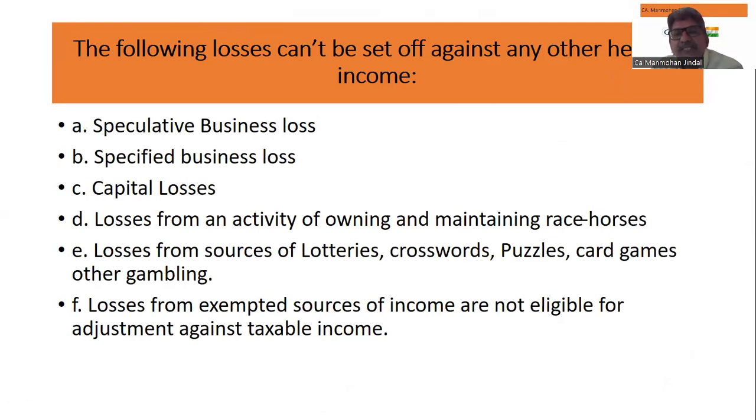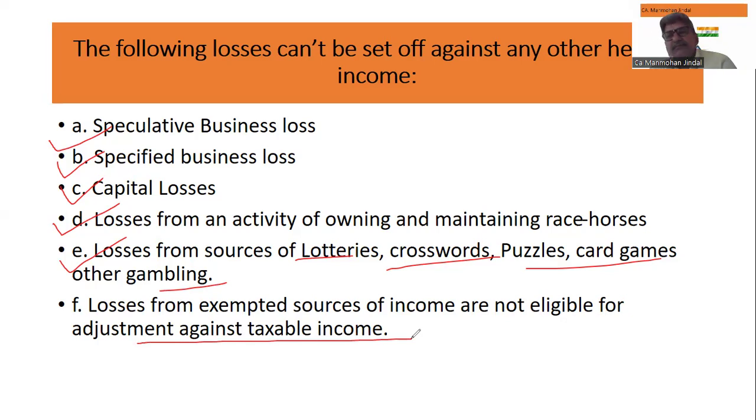Now the following cannot be set off against the other head of income: speculative business, specified business loss, capital losses, losses from an activity of owning and maintaining race horses, losses from sources of lotteries, crossword puzzles, games, and gambling, and losses from exempted sources of income are not eligible for adjustment in the taxable income. So these three we have already discussed in the previous slides, but some are also added in this slide.